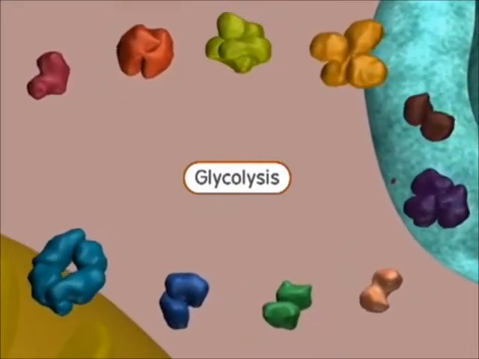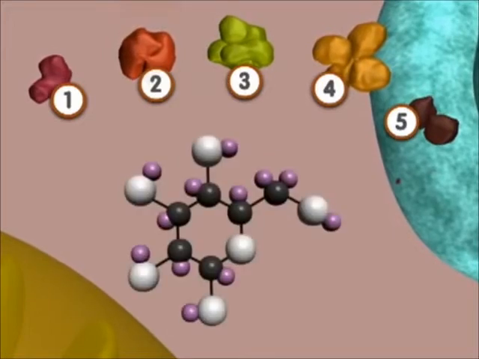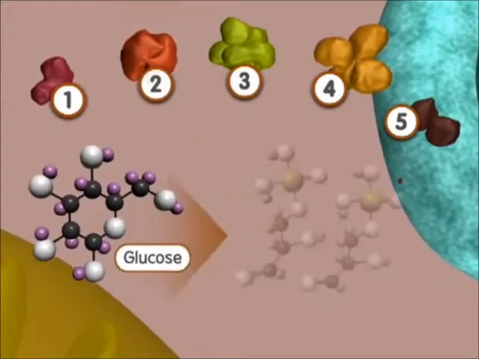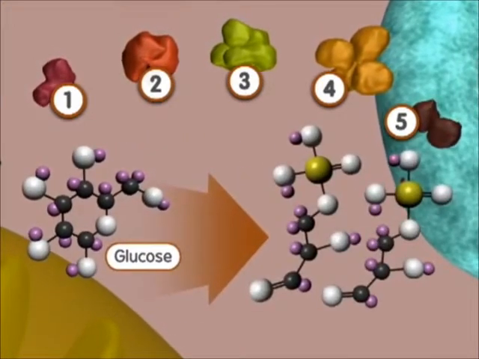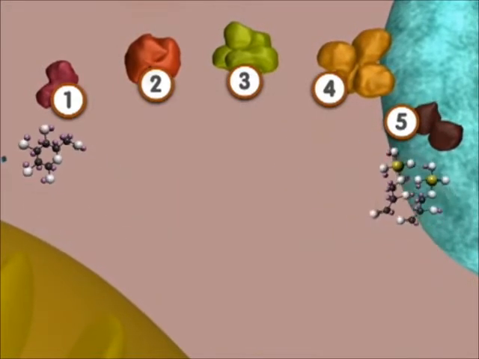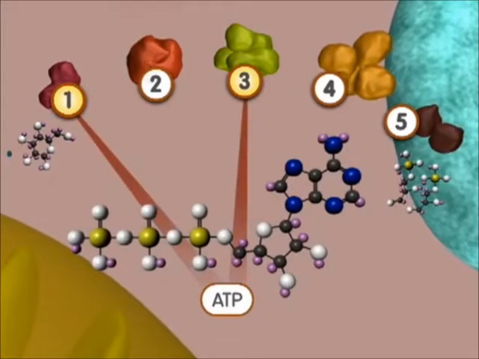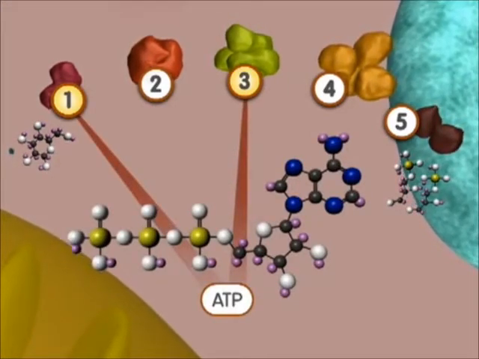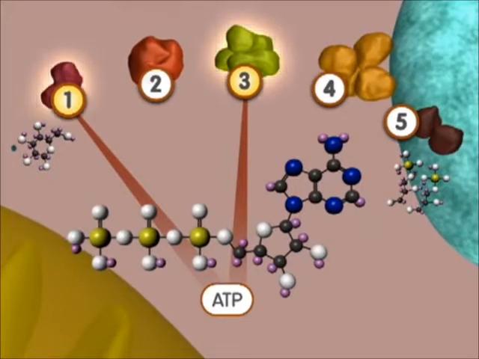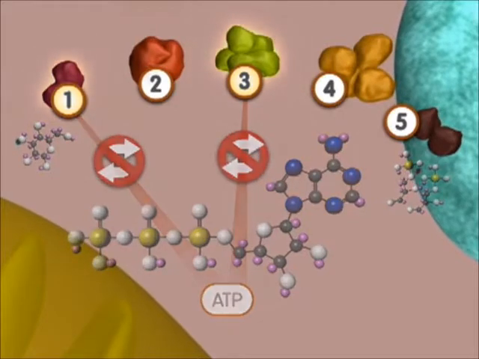molecules. The first 5 steps of glycolysis convert a 6-carbon sugar, glucose, into 2 3-carbon sugars, glyceraldehyde 3-phosphate. To do so, ATP is consumed in the first and third steps. Both of these chemical reactions are catalyzed by an enzyme known as a kinase, and both reactions are irreversible.